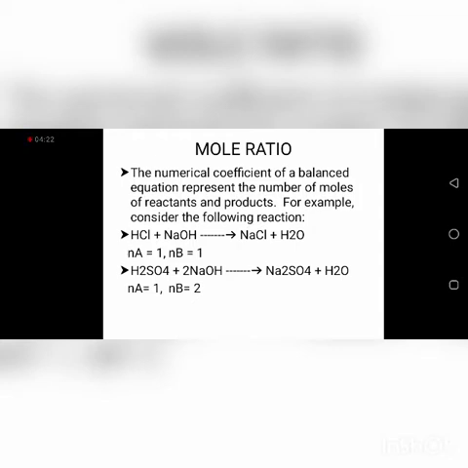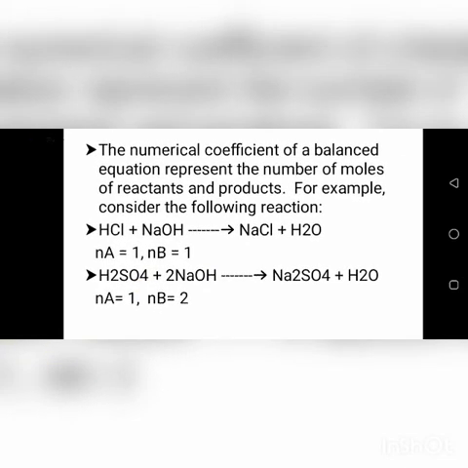How can we calculate our Na and our Nb? Na and Nb can only be gotten from the equation of reaction after the equation has been balanced. For instance, if hydrochloric acid reacts with sodium hydroxide to give sodium chloride plus water, the number of moles of acid there is 1, because the 1 is serving as the numerical coefficient of HCl, and in chemistry we don't normally write 1, we leave it like that. That shows that Na, the number of moles of acid, is 1, and the base is sodium hydroxide.